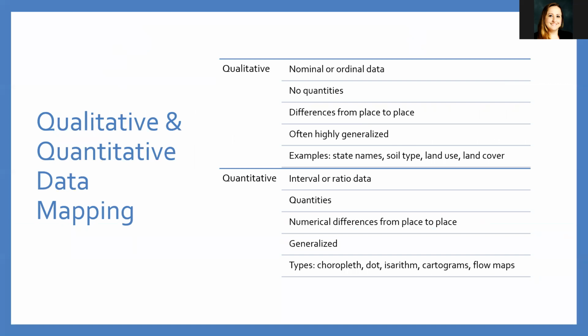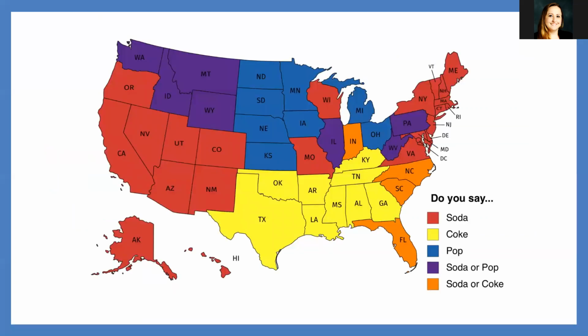Thematic maps can show both qualitative and quantitative data. Qualitative maps show the distribution of nominal data without any quantities, and they are often very generalized. Qualitative maps focus on the differences from place to place. If you remember from a couple weeks ago, nominal data is data that does not have a number value, such as a state name. Here is an example of a thematic map that shows which name people in a state primarily call soda, Coke, or pop, or a combination of the two.